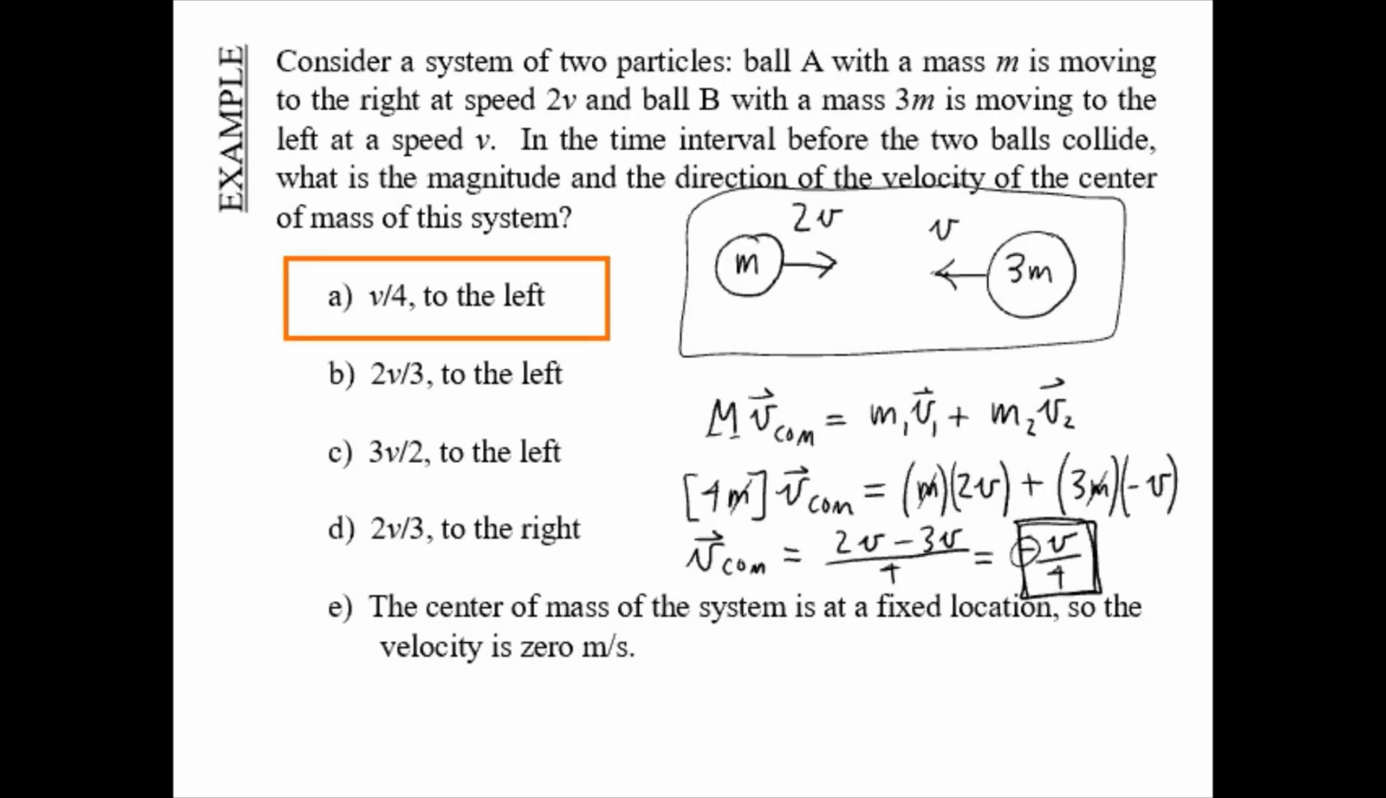Our center of mass would be moving to the left, and it would be moving at a velocity of 1/4 the velocity v, where v is the speed that was indicated in the problem. So hopefully that makes sense. That was just an application of what we were talking about on the previous slide.